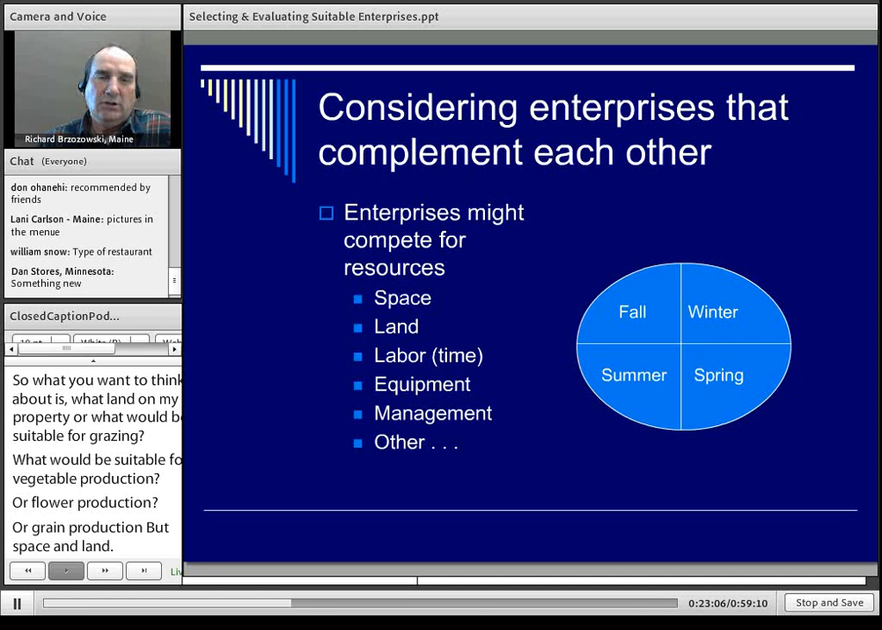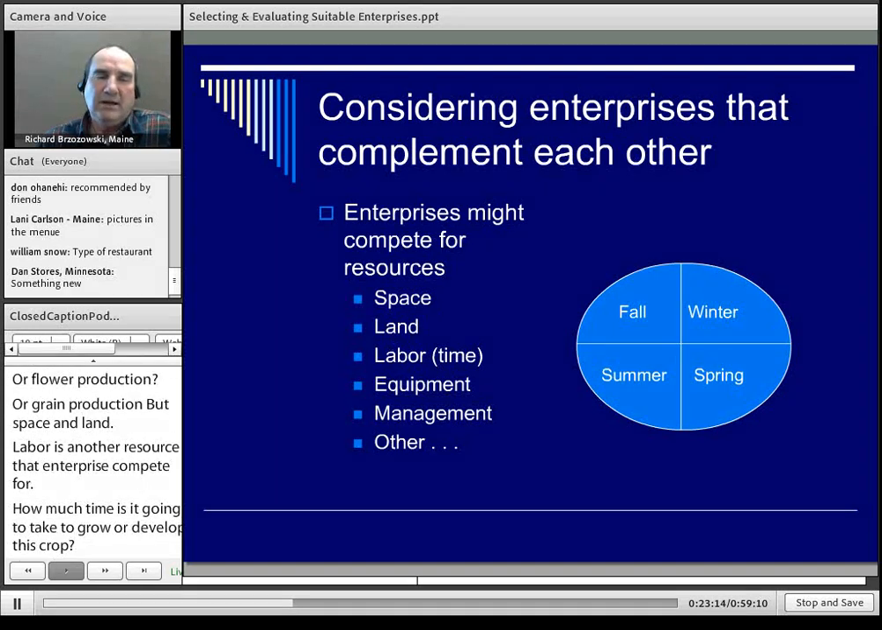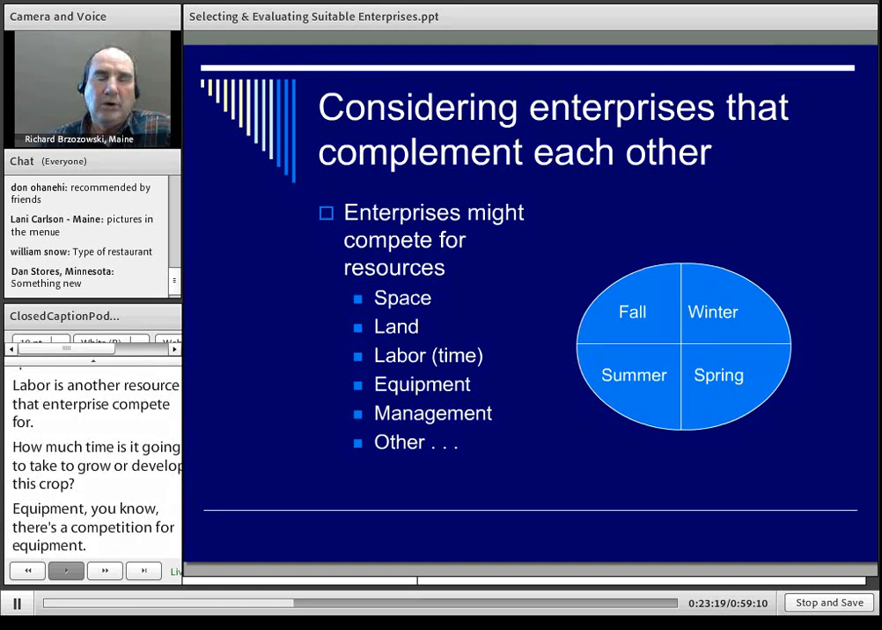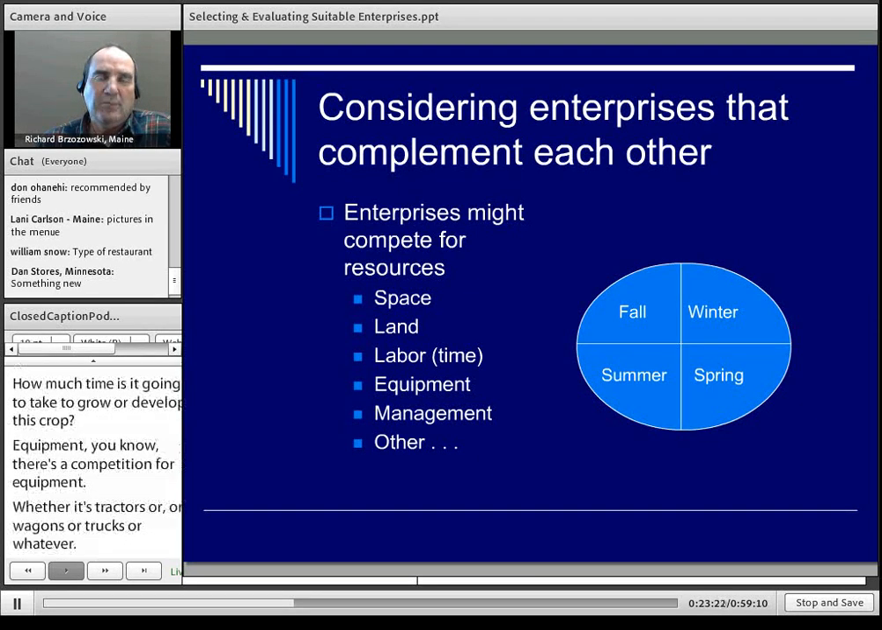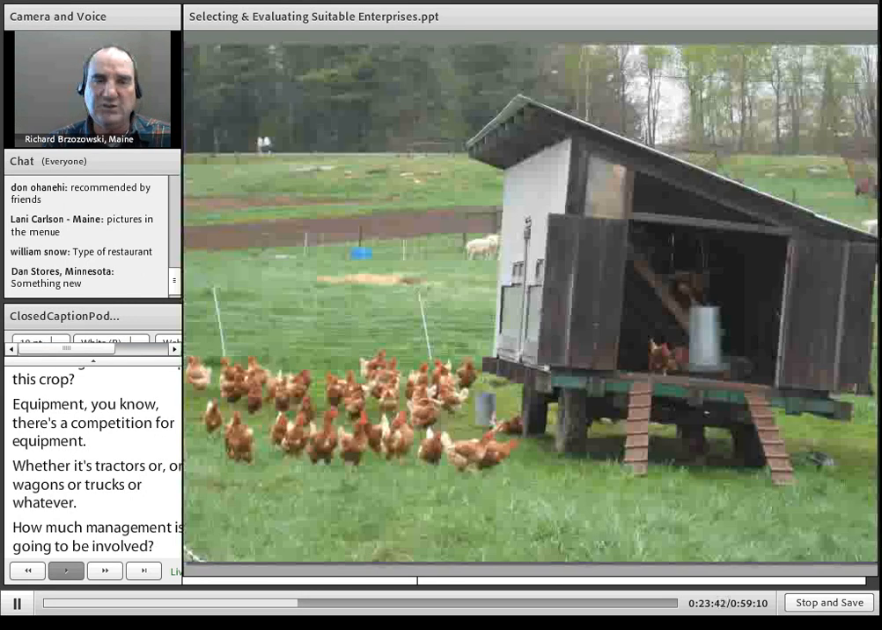Equipment, there's a competition for equipment, whether it's tractors or wagons or trucks or whatever. How much management is going to be involved? Not the manual labor part, but the thinking part of it. How much management are we competing for, the management time? And there are probably others too out there, but this is just a short list. When you select enterprises, you want them to complement or agree with each other so that you're not competing for the same resources, spreading out that risk, and reducing the competition.